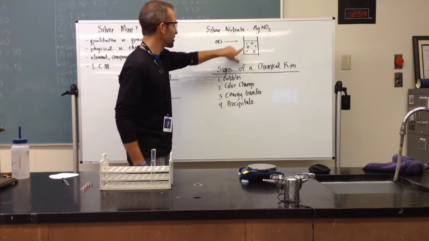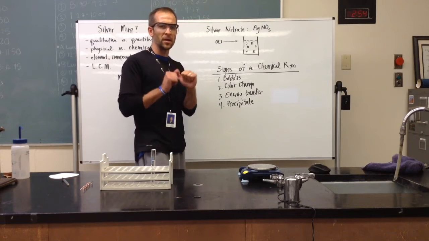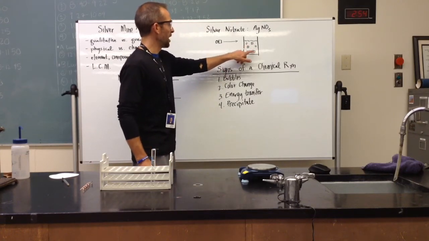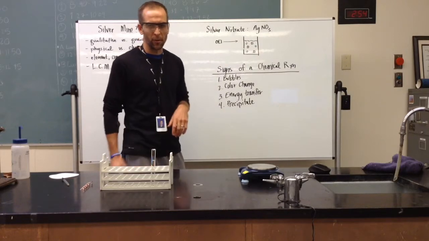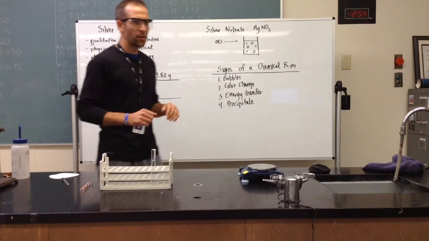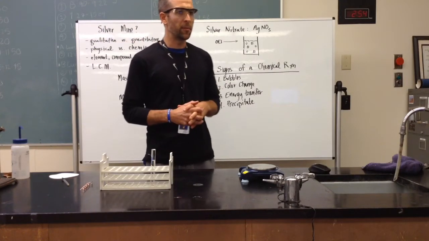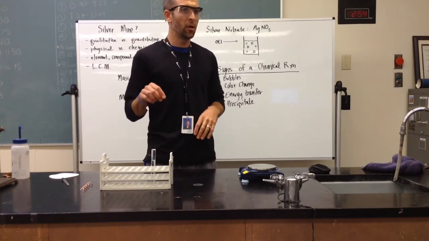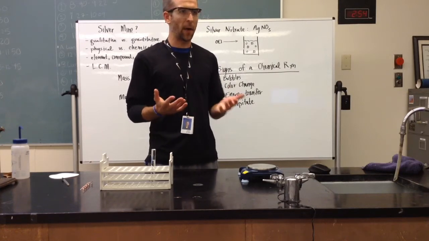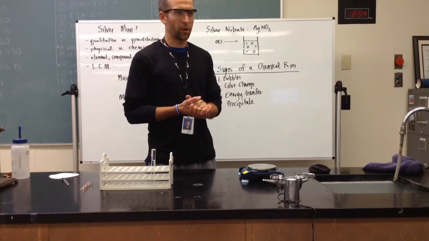So this is what we would see if we were able to zoom in at the molecular level. We would see silver and nitrate particles floating around in the solution. Okay? So, the next thing that we're going to do is put the coiled copper wire into the test tube and begin making some observations and seeing what occurs.